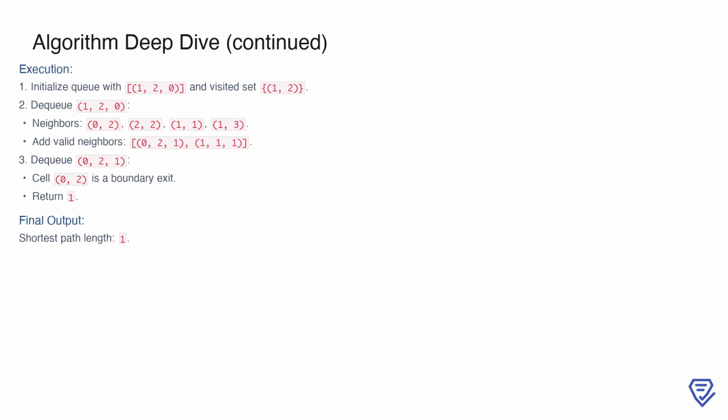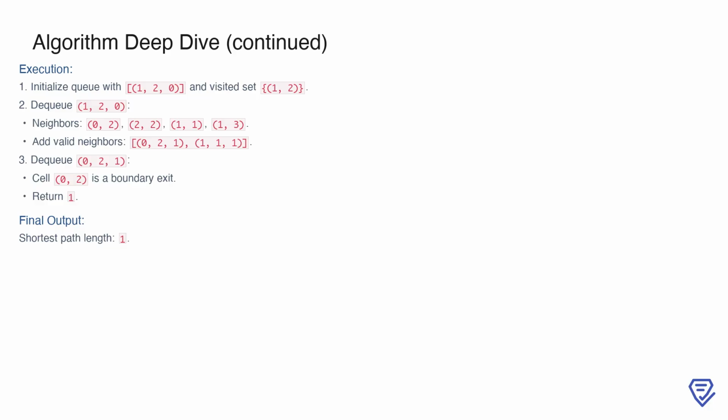Let's walk through an example to see the algorithm in action. Consider the maze represented by a 3x4 grid, where the entrance is at position (1, 2). Initially, the queue is populated with the entrance cell (1, 2, 0), and the visited set contains just the entrance. The first cell dequeued is (1, 2, 0). From here, its neighbors are calculated as (0, 2), (2, 2), (1, 1), and (1, 3). After validation, the valid neighbors (0, 2, 1) and (1, 1, 1) are added to the queue and marked as visited. Next, the cell (0, 2, 1) is dequeued.